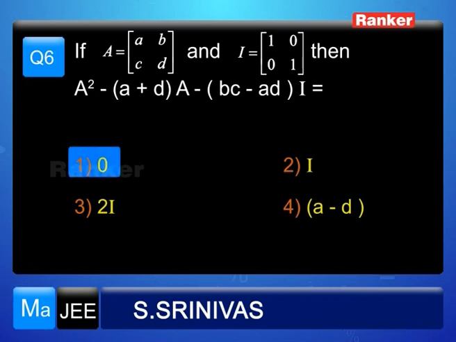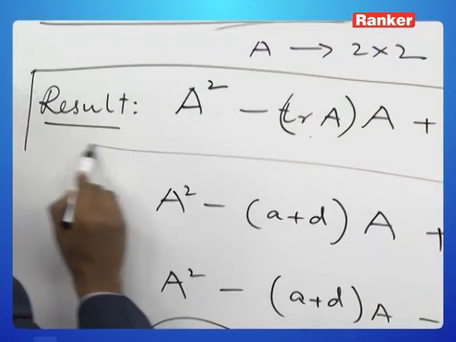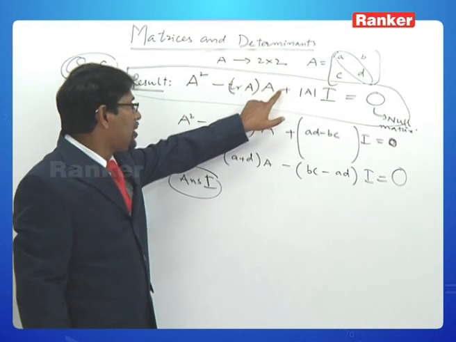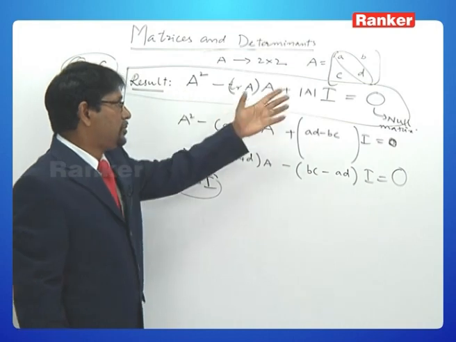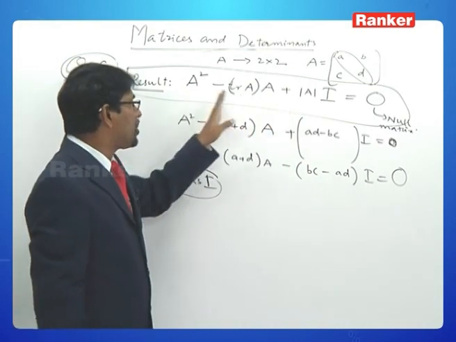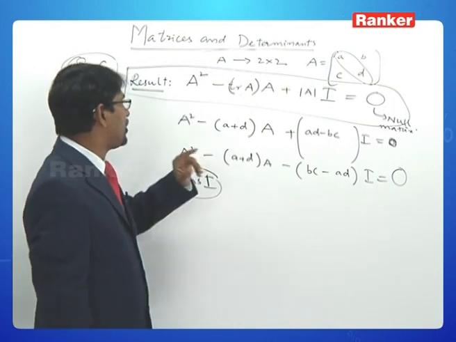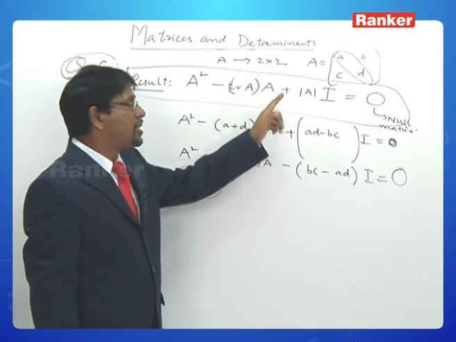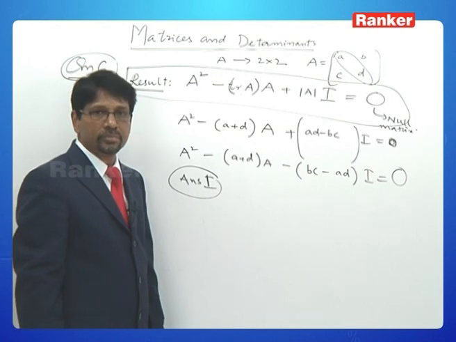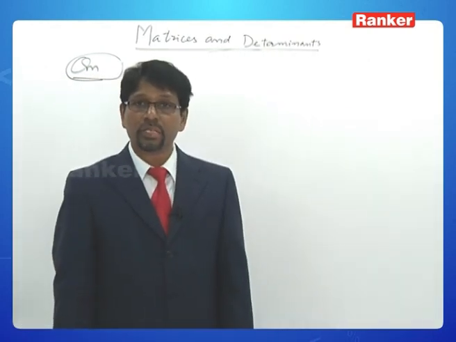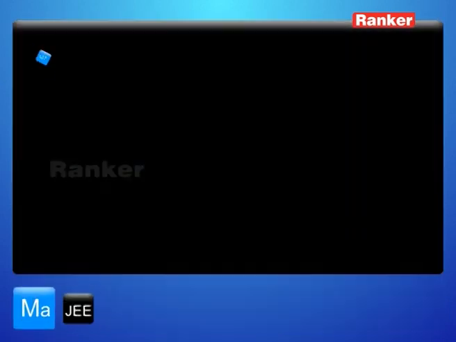The result is that we have made use of this result. That is, if A is a 2 by 2 matrix, this equation is always true. It can be easily verified from just simple matrix multiplication and addition. So A square minus trace of A into A plus determinant of A into I equals 0, the null matrix, is a result. So let's move on to the next question, question number 7.